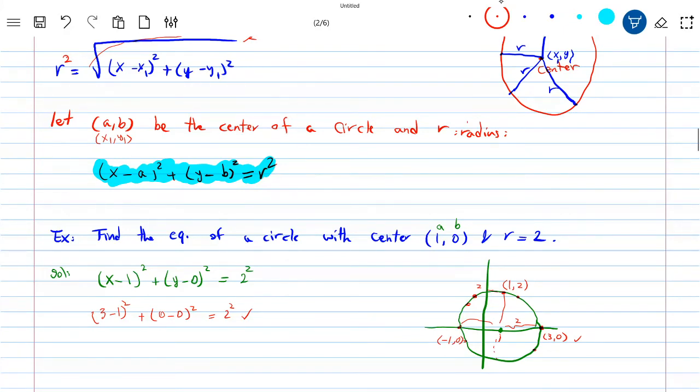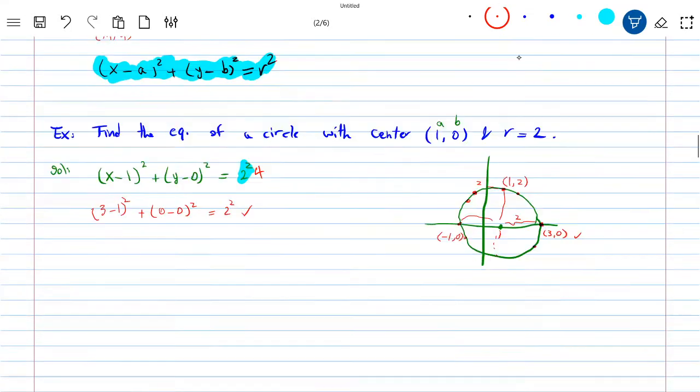By the way, sometimes instead of writing 2 squared on the right side, why did I do that? Instead of writing 2 squared, write 4. And they ask you what is the radius. The radius would be simply the square root, which is going to give you 2.